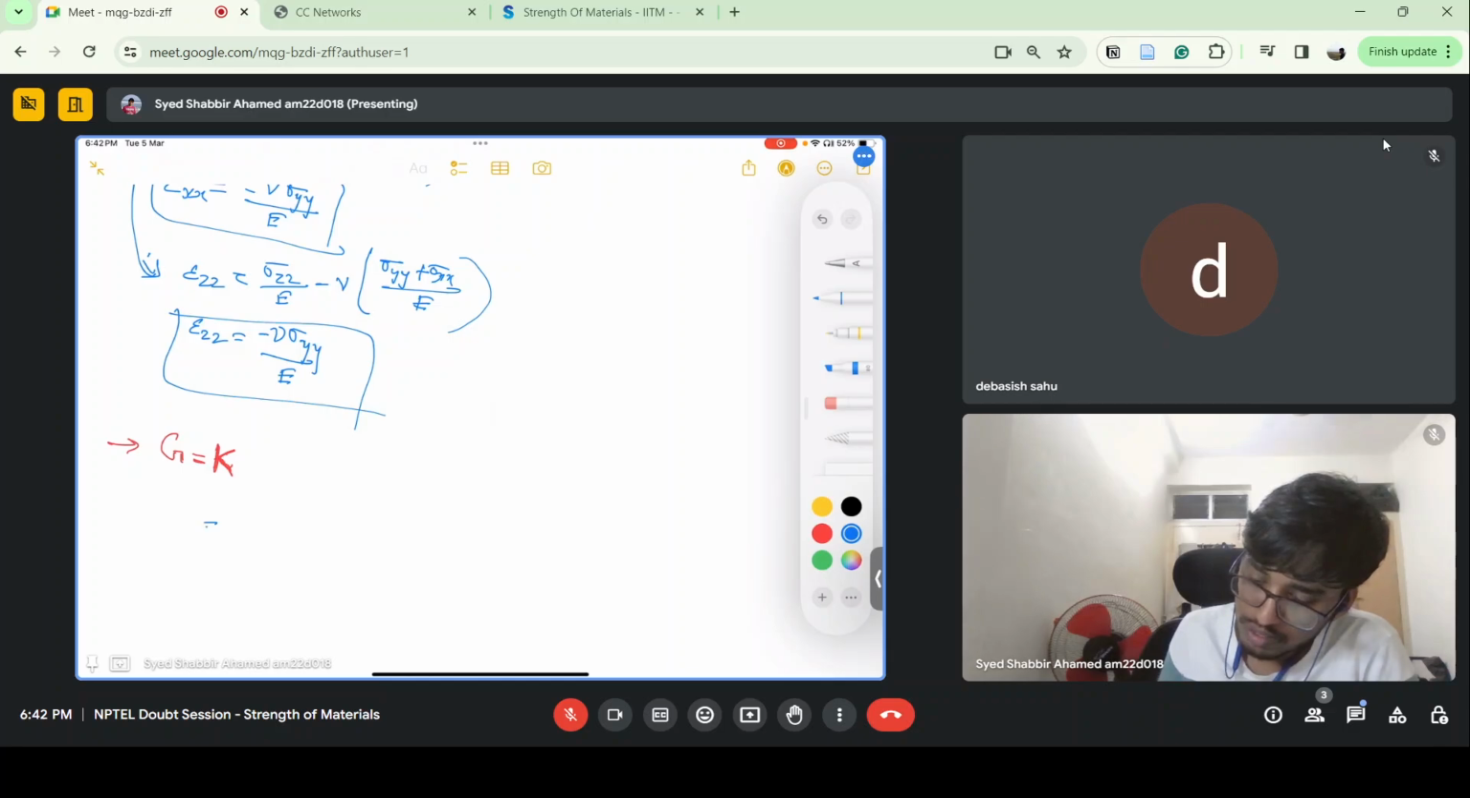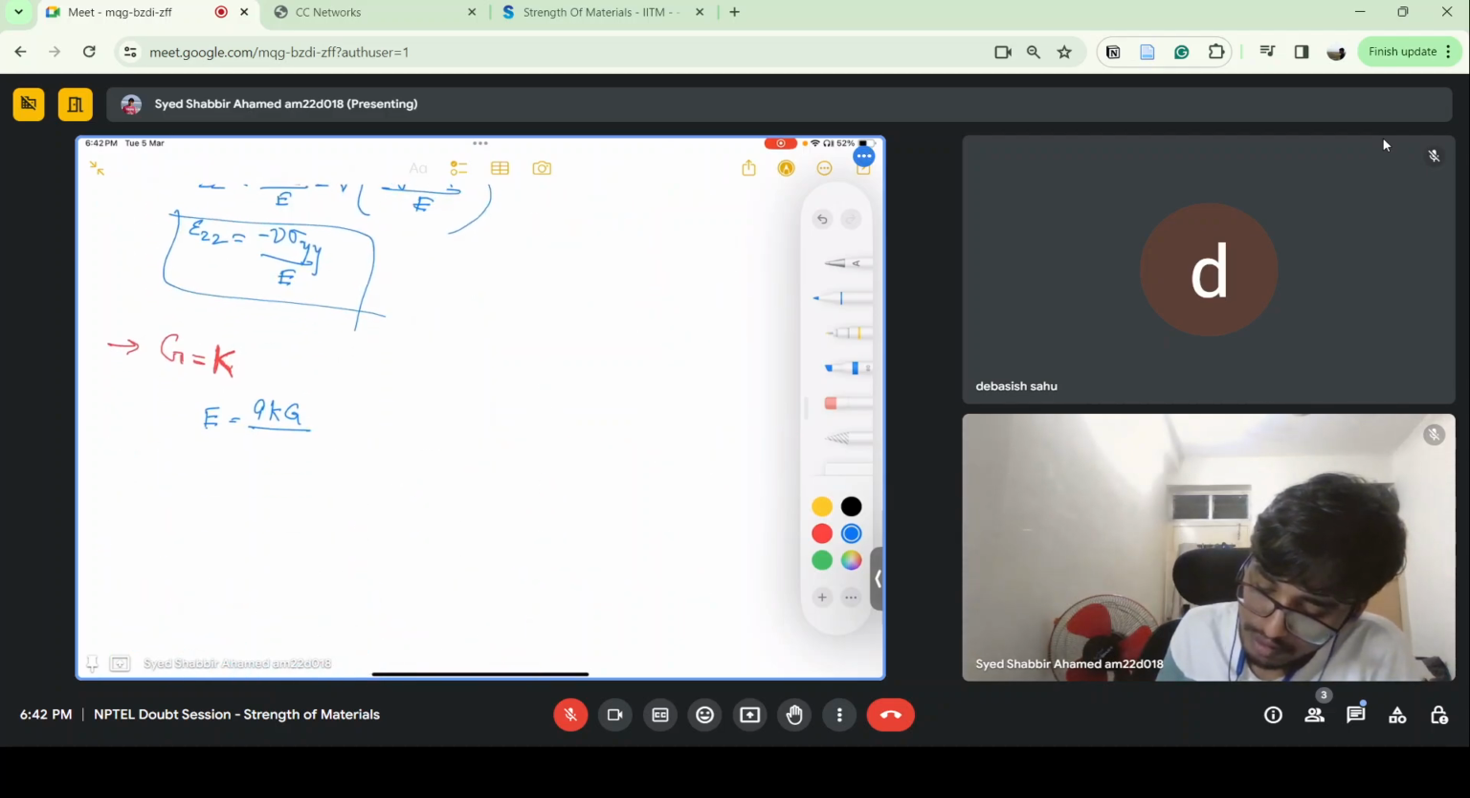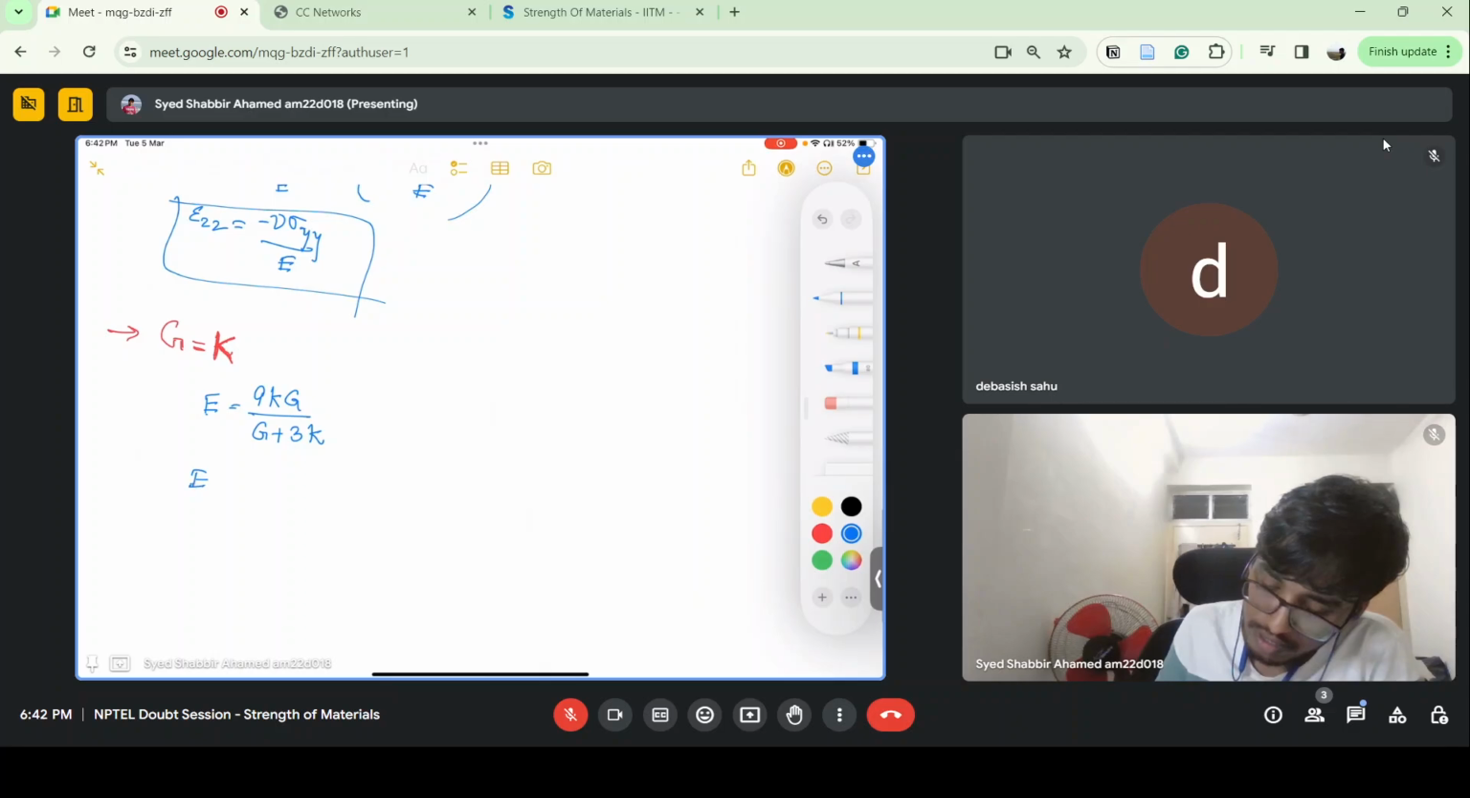E is equal to 9KG by G plus 3K. So he's saying G is equal to K. I'll get 9G square by 4G. I'll get E is equal to 9 by 4G. And we also have this relation where E is equal to 2G into 1 plus mu.